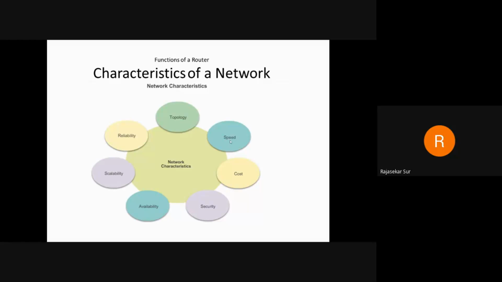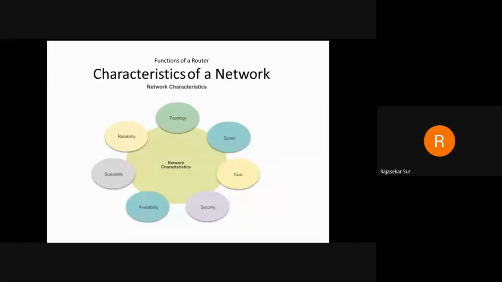Then the next one is the speed of the network. That means we can say it is the bandwidth. That is a very important one: how fast your network is. Then cost. Cost is related to money: how much you are investing for your network or how much you are spending for the devices.